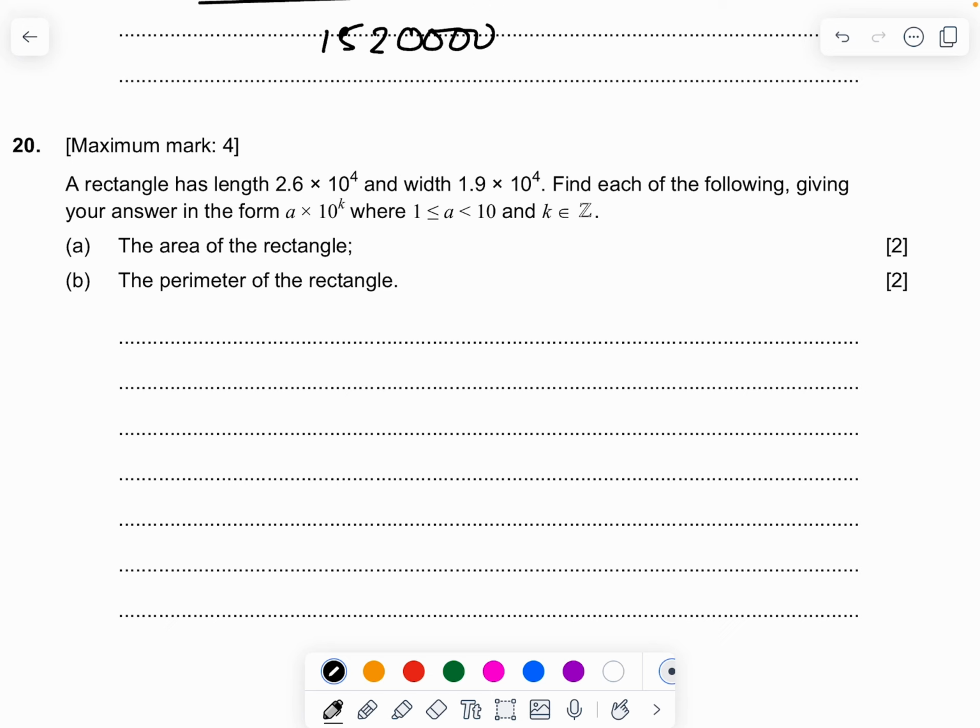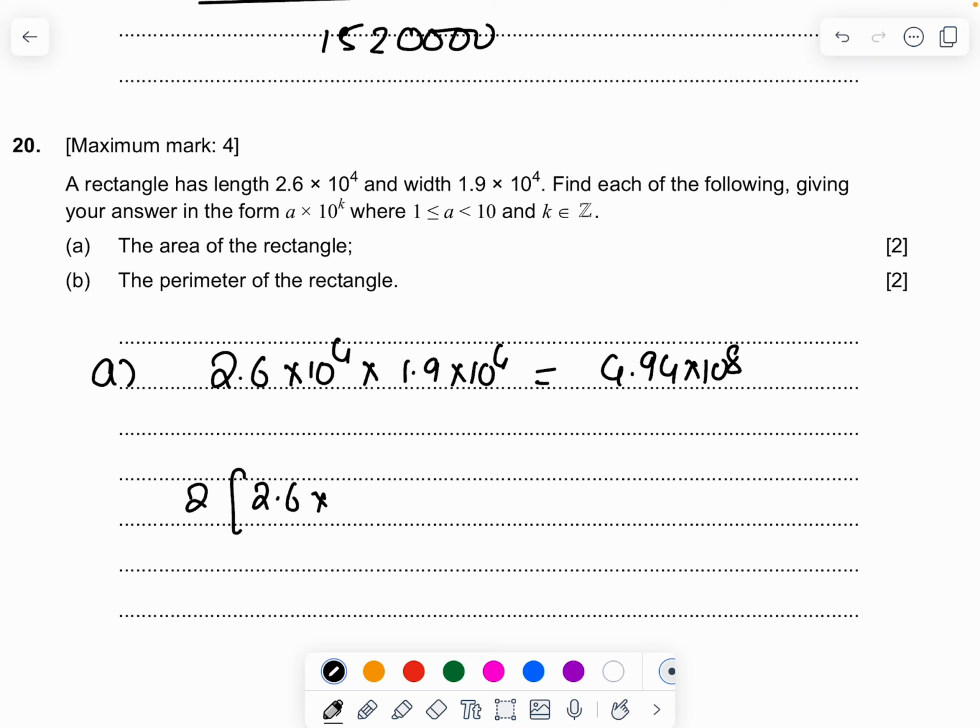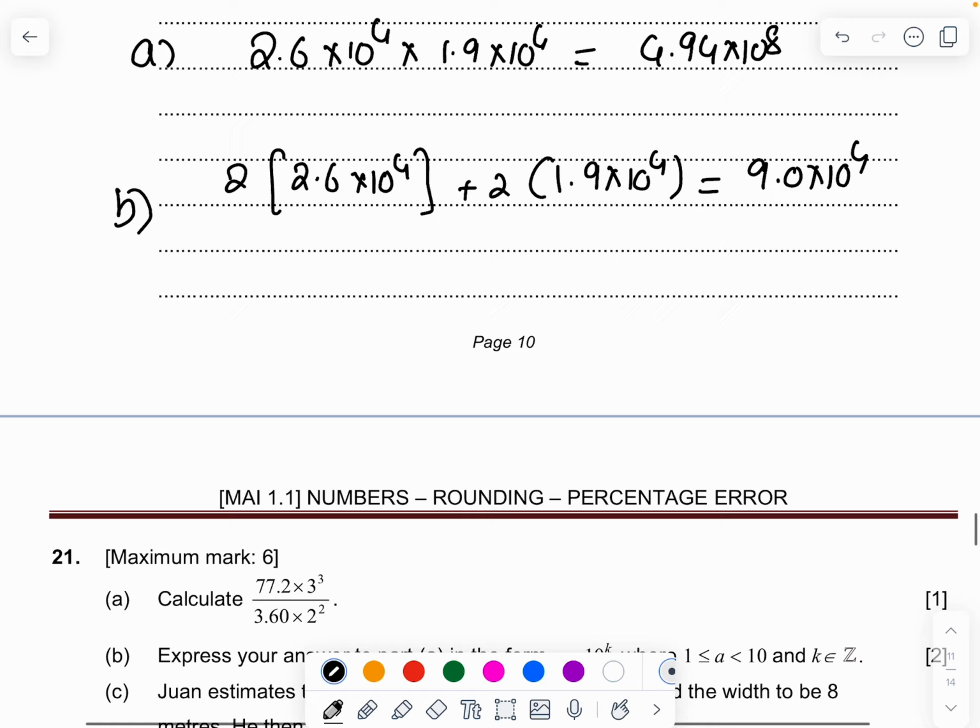Find the area of the rectangle. Just now we did area is length times width, 10 power 4 times 1.9 times 10 power 4, which is 4.94 times 10 power 8. Then perimeter: 2 times of 2.6 times 10 power 4 plus 2 times of 1.9 times 10 power 4, which is 9.0 times 10 power 4, which is the perimeter.